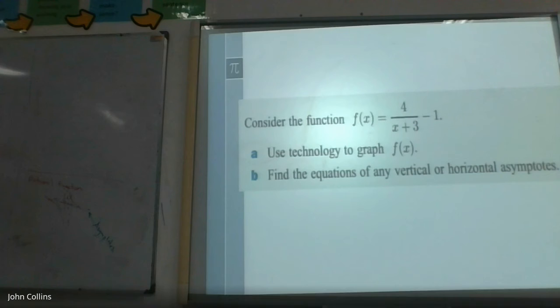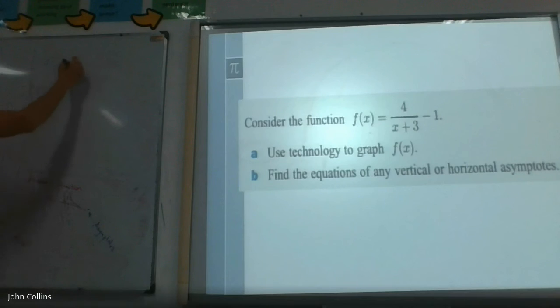In your graphing calculator, you should start off by pressing the y equals button. We'll turn it on first. You should find a y equals button at the top. We should have y1, y2, y3 all down the side. This is where you put in this function, because remember, y equals is the same as f(x).